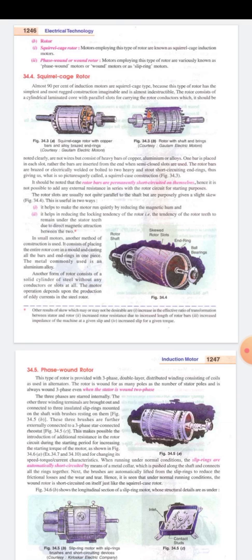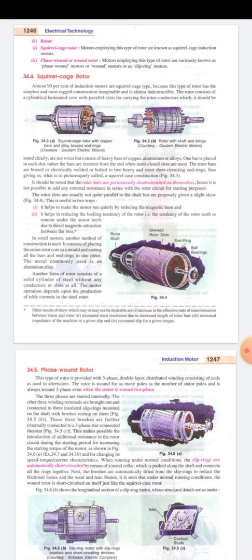Now, the rotor slots are usually not quite parallel because it helps to make the motor run quietly by reducing the magnetic hum, and it helps in reducing the locking tendency of the rotor, the tendency of the rotor teeth to remain under the stator teeth due to direct magnetic attraction between the two.